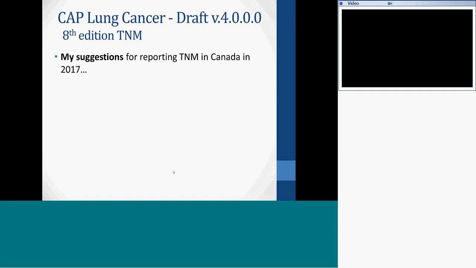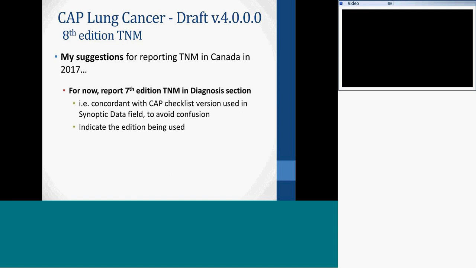Because there is going to be this transition period where we're waiting for our pathology LISs to implement the new CAP protocols, I guess there have been a lot of questions about how we should be reporting these cancer resection cases in the interim while those protocols are being changed over. So I'd like to offer a few suggestions on how to do this.